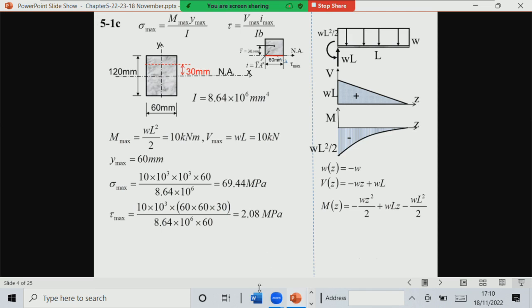The problem is also asking us to find the shear stress at a location 30 millimeters above the neutral axis. So it's very similar, except we have to find the Q value for this region because we are after the shear stress in this layer.